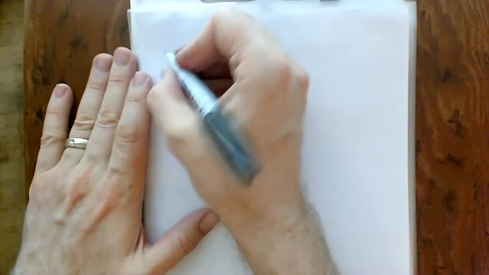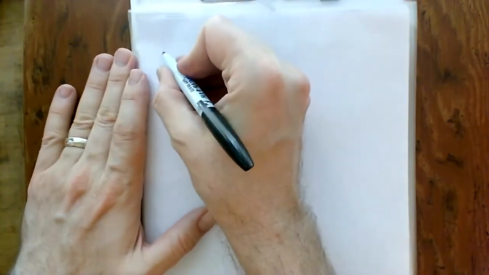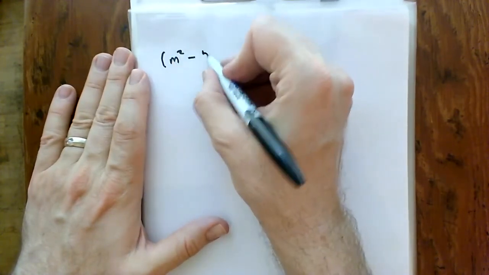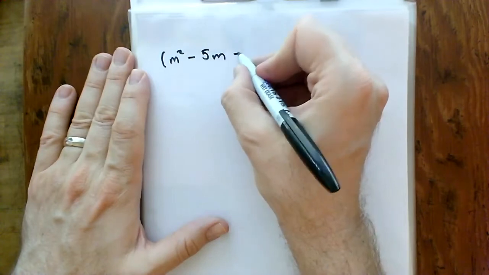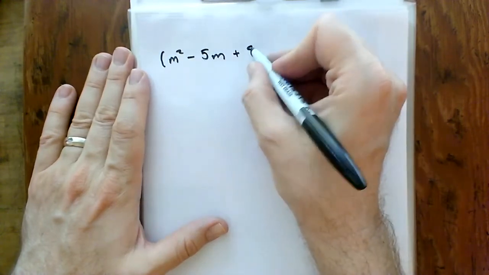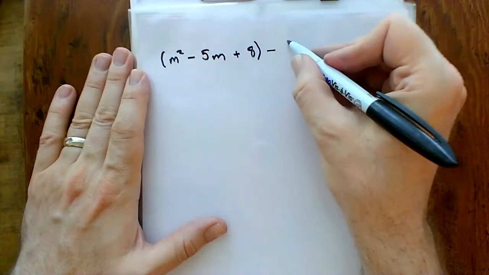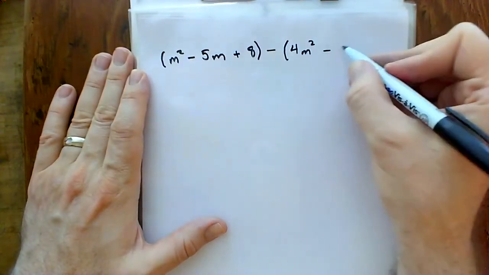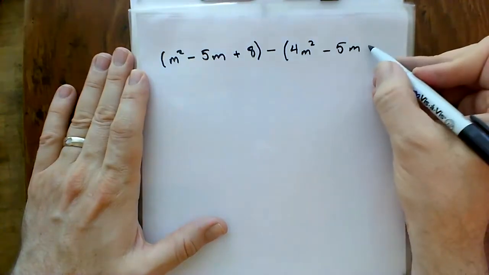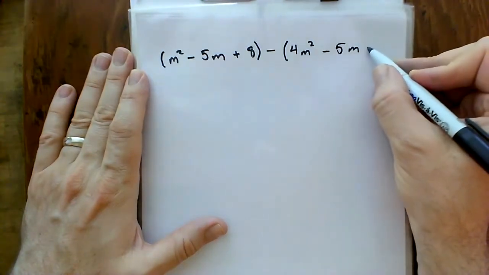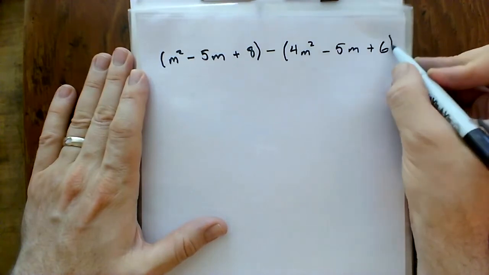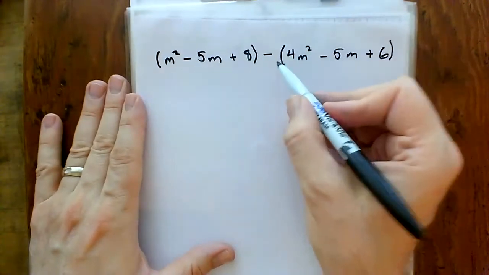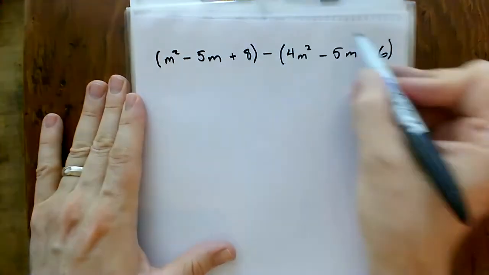So when I subtract, say I've got m squared minus 5m plus 8. And then I'm going to subtract 4m squared minus 5m plus 6. When we subtract this, remember, we are subtracting this entire polynomial.